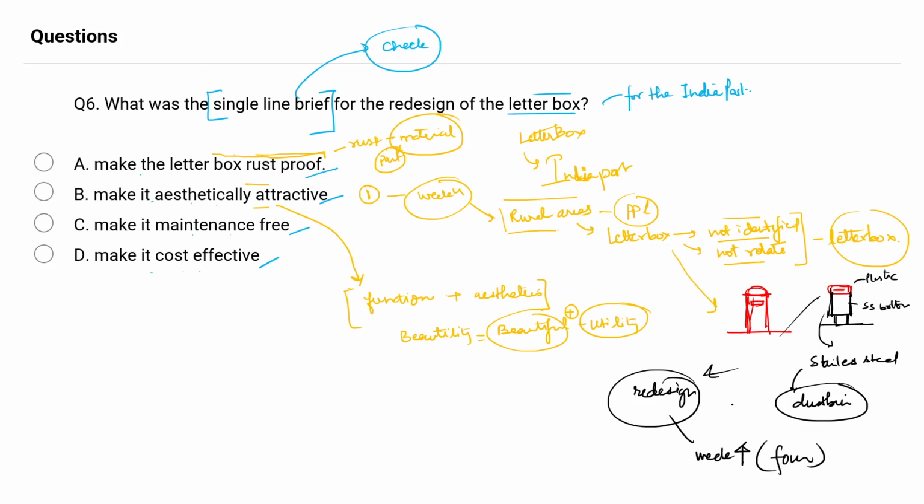Okay, but this option is not correct as well. Now come to the bottom two, making it maintenance free and making it cost effective. Now, from an India Post perspective, yes, cost is again a feature, but that is a feature of a higher brief, and the correct answer is making it maintenance free.